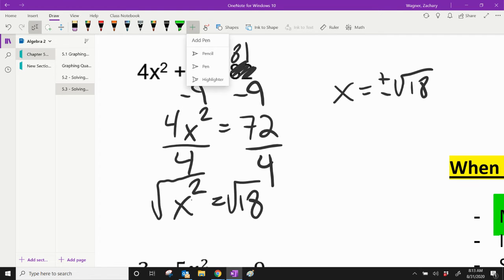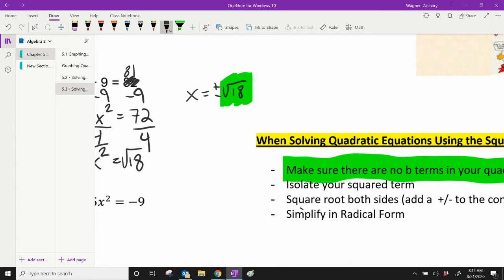This is called radical form. Do not type this in the calculator. We don't want that. Anything in your calculator like that would be an estimate. It's a really good estimate, but it cannot be exact. This is an irrational number, but what we can do is reduce this. You'll notice this little guy down here, simplifying radical form.